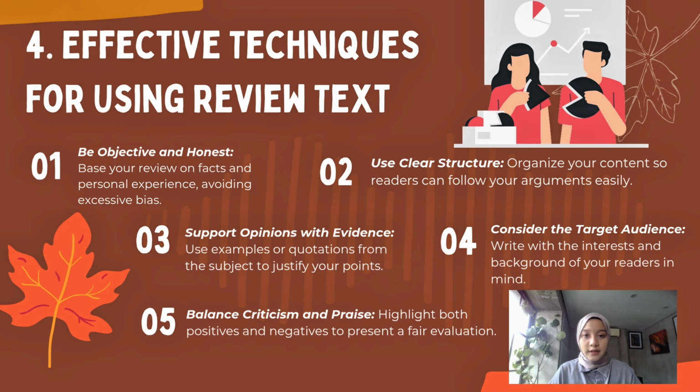So, fourth is effective techniques for using review text. The first is be objective and honest, basing the review on facts and personal experience, avoiding excessive bias. The second one is use clear structure. Organize your content so readers can follow your argument easily. The third is support opinions with evidence. Use examples or citations from the subject to justify your points. The fourth is consider the target audience. Keep the interests and background of your readers in mind. The last one is balance criticism and praise. Highlight both positives and negatives to present a fair evaluation.